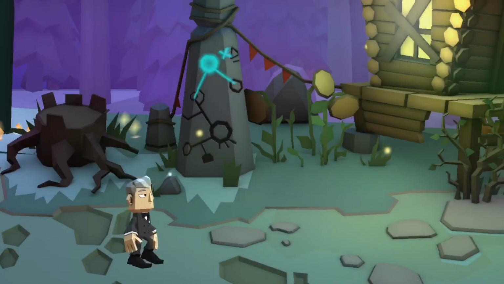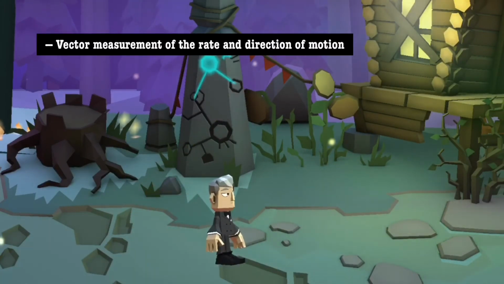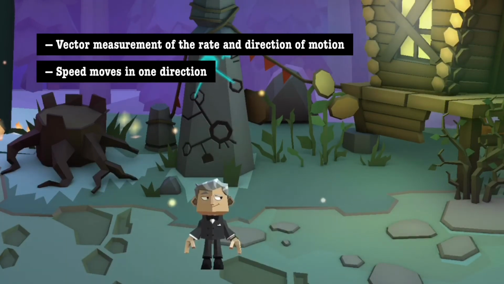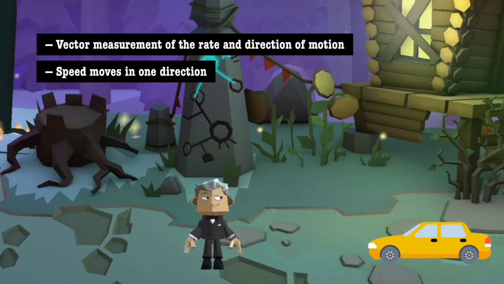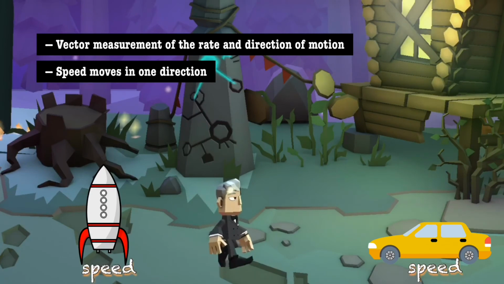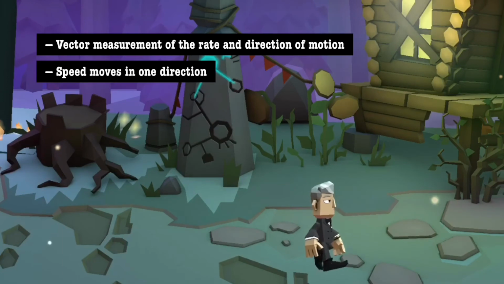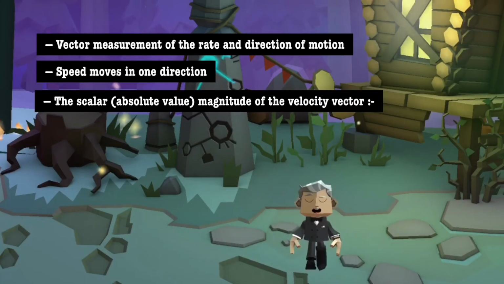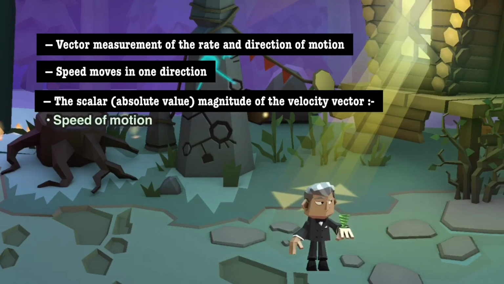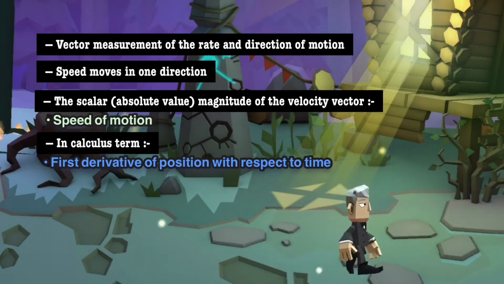Velocity is defined as a vector measurement of the rate and direction of motion. Velocity is the speed at which something moves in one direction. The speed of a car traveling north on a major freeway and the speed of a rocket launching into space can both be measured using velocity. As you might have guessed, the scalar absolute value, or magnitude, of the velocity vector is the speed of motion. In calculus terms, velocity is the first derivative of position with respect to time.